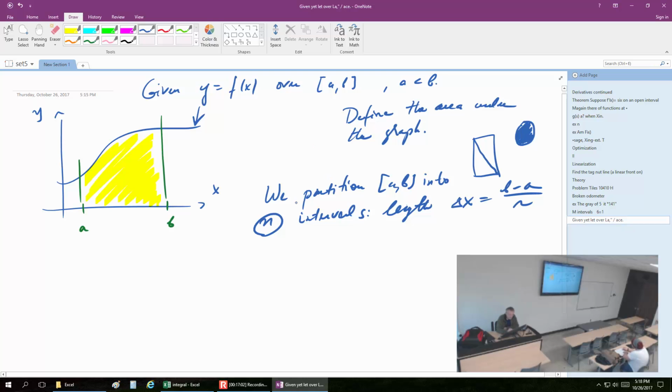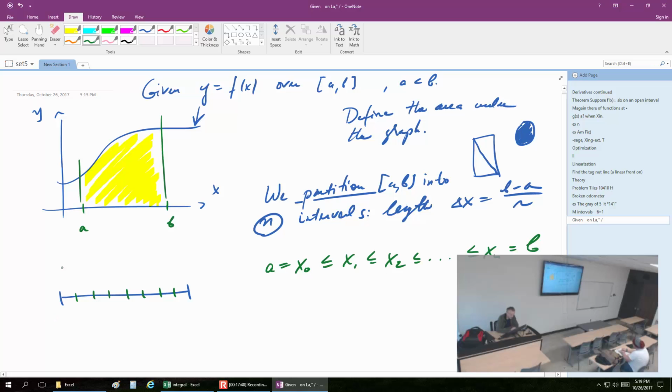The word partition means that you split the set into non-overlapping subsets. In this particular case they do overlap, but not more than we're ready to accept, meaning that they only have one point in common. Every two adjacent segments have one point in common. So the points are a equals x naught, less than or equal to x1, less than or equal to x2, and so on, with xn at the end, which is b.